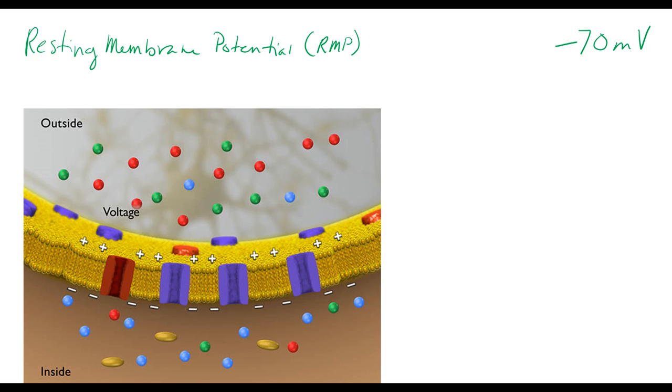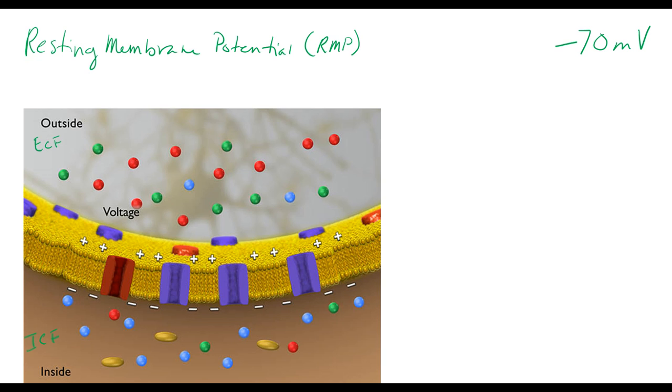And what that means is the inside of the cell, the intracellular fluid, what we call the ICF, is 70 millivolts more negative than the outside of the cell, or what we call the ECF, the extracellular fluid. So at rest, the inside of the cell is 70 millivolts less in charge than the outside of the cell. This is established mostly because of potassium.